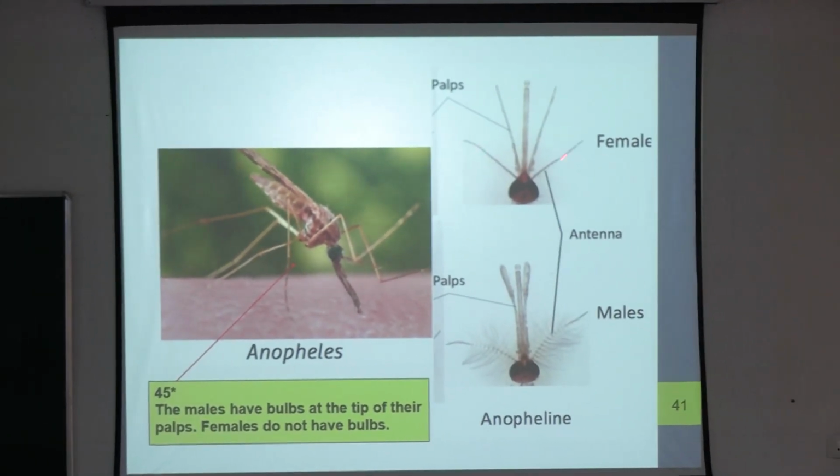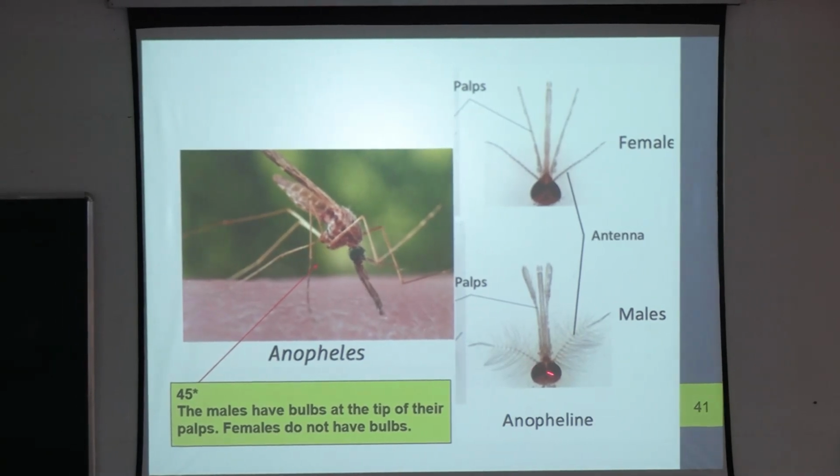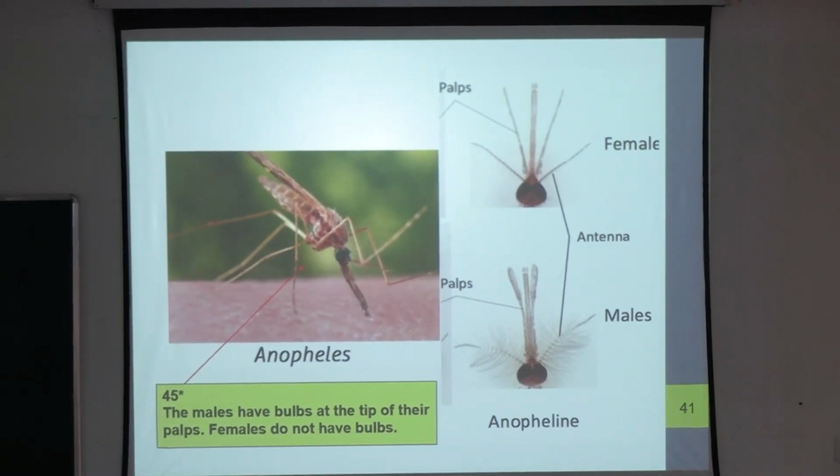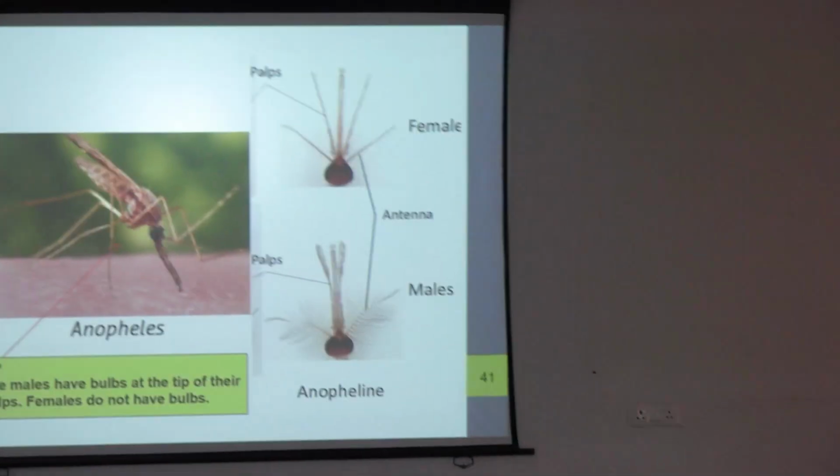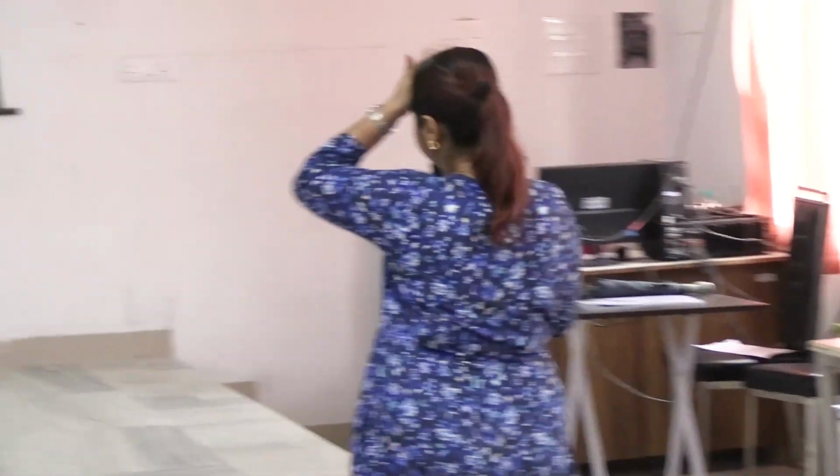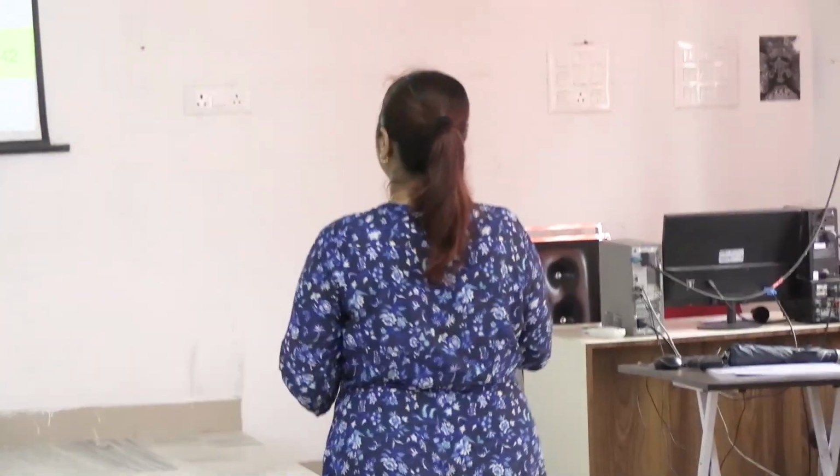Okay? The antenna is again non-bushy in the female, and in males it is bushy. So this is how you identify an Anopheles specimen. So these were the Anopheles vectors that are there. You have read this before.